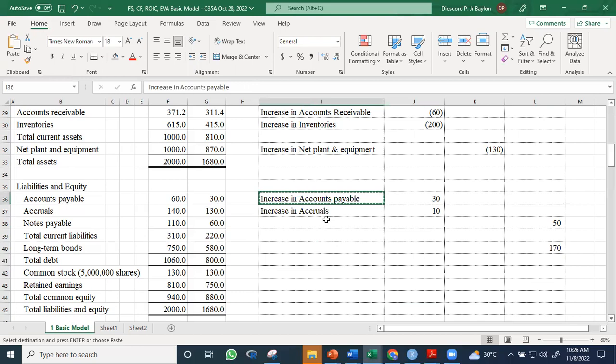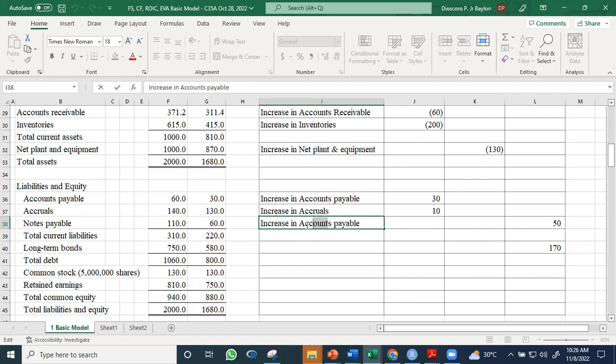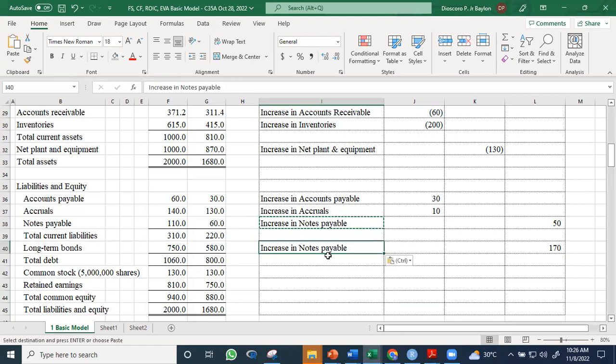Okay, copy this. Kindly chat, please, if so far clear the rules and the inputs to our pro forma.